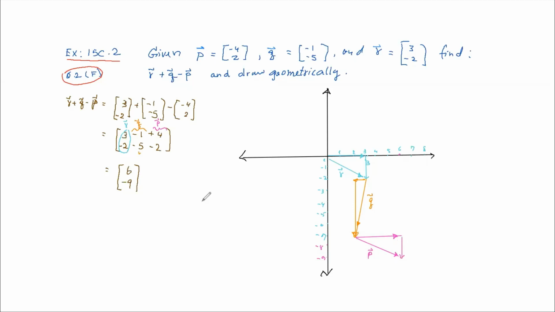From this one, you see our answer of the vector R plus Q minus P should equal this one, right? 6 and 9. This is the destination right here, the final destination. So you can check from this one. If you draw from 6 and 9 here, I will use a purple color here, okay? From here you come to 6 and go down to 9.